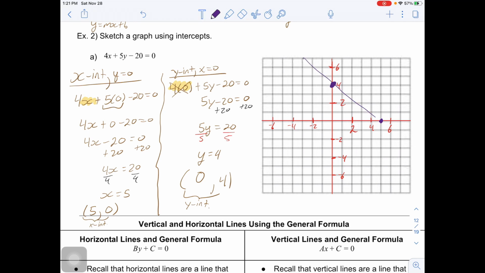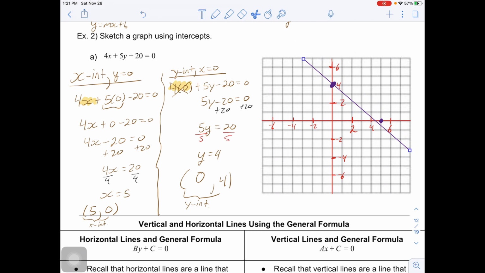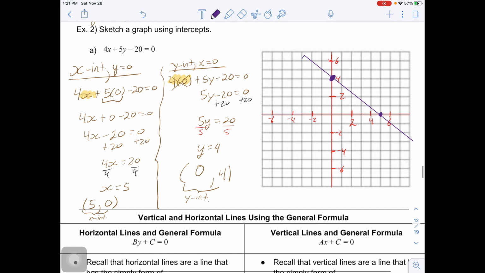So here we'll get something that looks, we'll have to adjust how that looks a little bit. So I will move this over, and of course you would want to grab a ruler. That's the best way to do this. So it looks roughly like that. And remember, this goes on forever, so we'll put little arrows stating that this is continuing on forever.